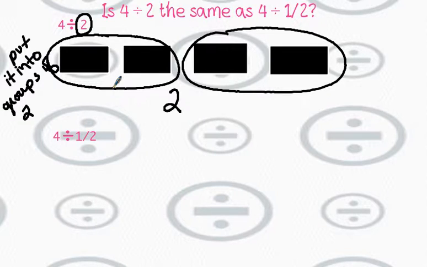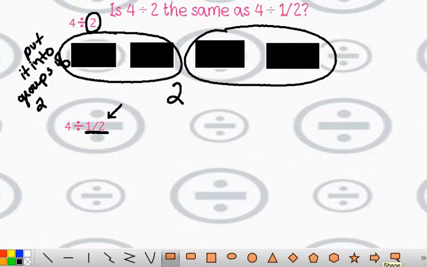Now a lot of times what students tell me is that 4 divided by half is the same thing as saying 4 divided by 2. It's not, right? What you have to understand is that the divisor, the number that's doing the dividing, is telling you how many pieces go in a group. In this case, 2 whole pieces go into a group. In this case, a half of a piece goes into a group. So let's take a look at what that means.